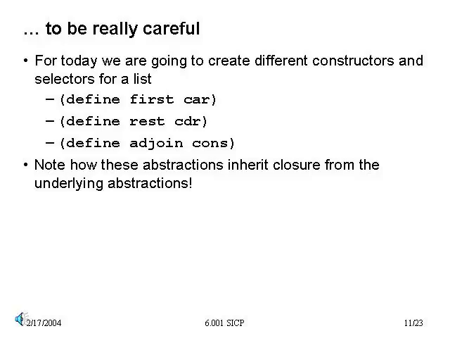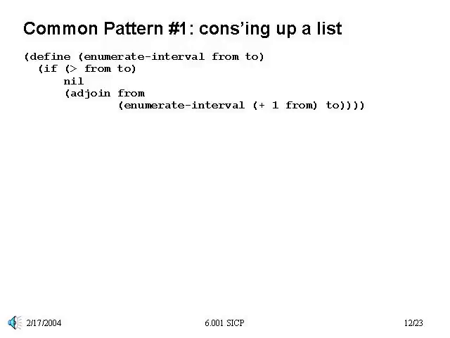Since we've built lists out of cons pairs, we could use car and cdr to get out the pieces. But just for today, we're going to be really careful. We're going to separate out the operations on lists from the operations on pairs, and we'll create different constructors and selectors for a list. We'll let first get out the first element of a list. We'll define rest to be the thing that gets out the rest of the list other than the first element. And we'll define adjoin to be the operation of gluing something onto a list. And note, by the way, that these abstractions nicely inherit closure properties from the underlying abstractions of cons, car, and cdr.